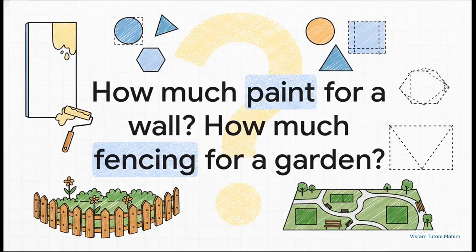Have you ever actually stopped to think about questions like these? How much paint do you really need to buy for a wall? How much fencing are you going to need for a new garden? Or how does a city planner even begin to figure out how much grass to order for a brand new park? These are all mensuration problems, and today we're going to learn exactly how to solve them.